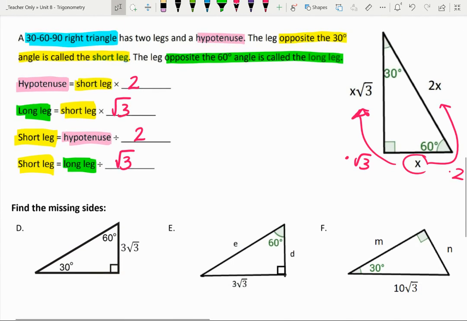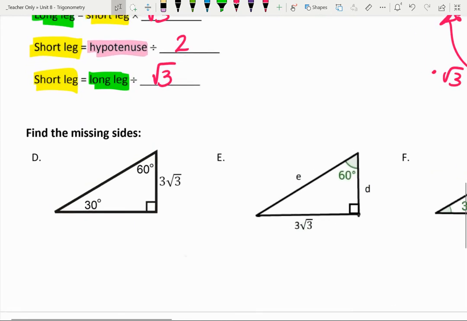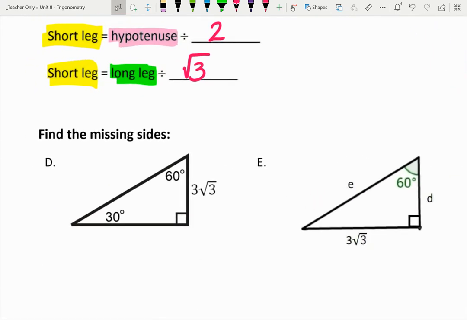So we're going to do a couple of examples here, and the trick here is it's just a little bit trickier because we have to think about the long leg versus the short leg. So here I've got a 30-degree angle, and across from that is my short leg, right? And this says that the value of my short leg is 3 root 3. And so I need to find the length of the long leg, and I need to find the length of the hypotenuse.